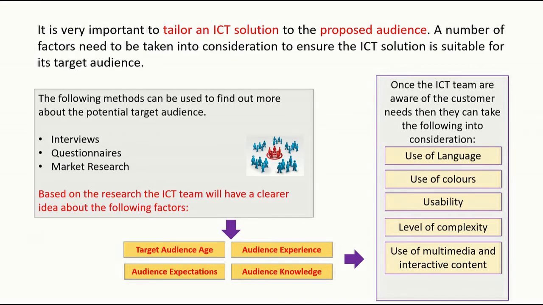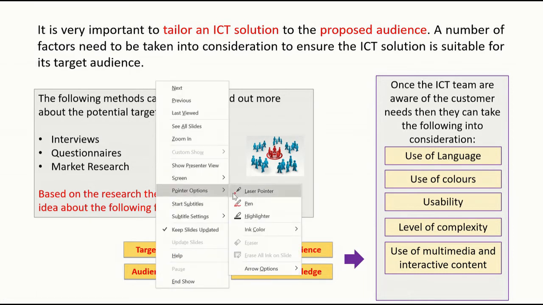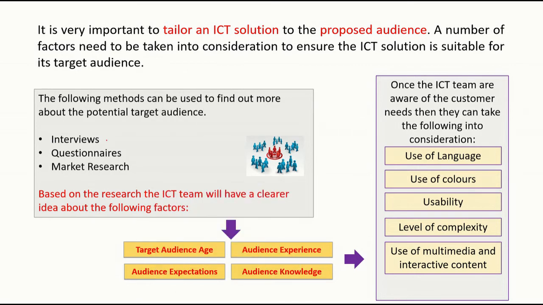It is very important to tailor the ICT solution according to the proposed audience, and we need to take a number of factors into consideration when we do this. So how can we find out more about our potential target audience? These are the ways we can find out: by doing interviews with them, by doing questionnaires with our audience, by doing market research on the audience, what their likes and dislikes are, and so on. Using these methods, we can gain some information about the audience we are making the ICT solution for.